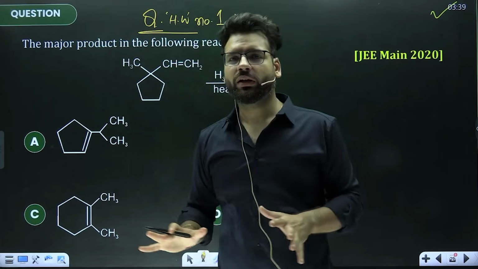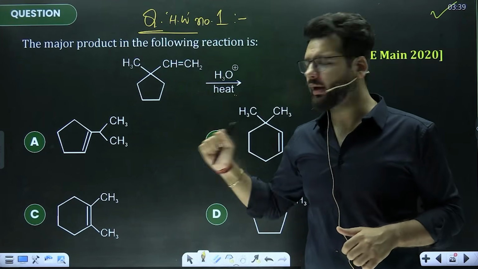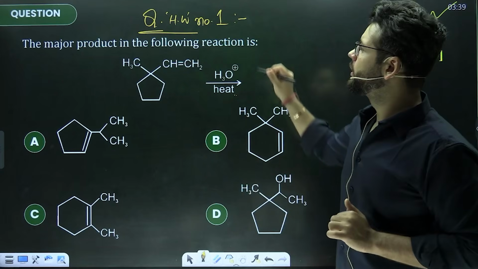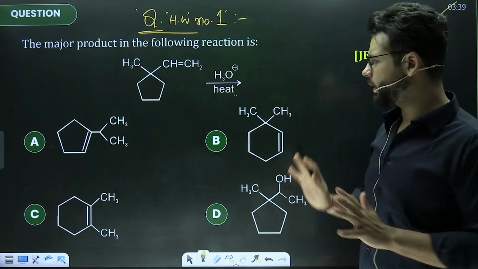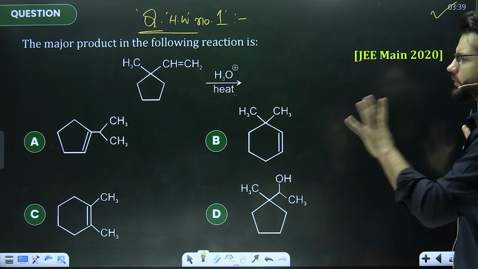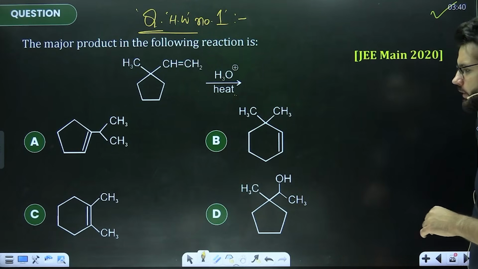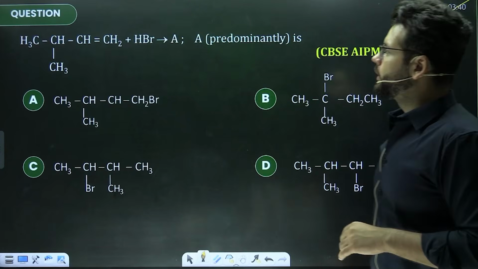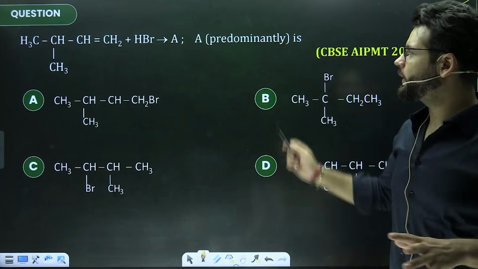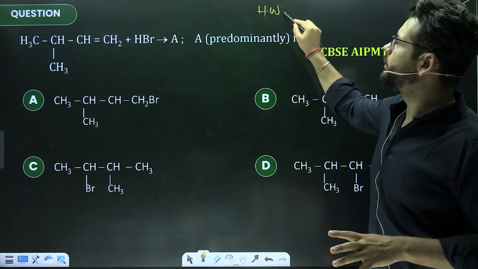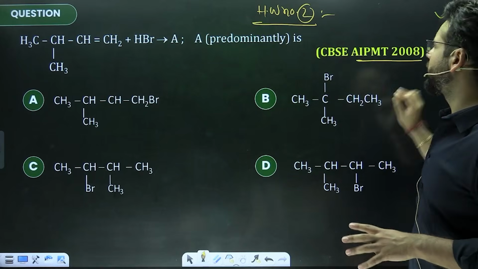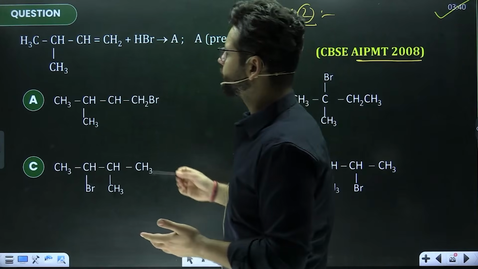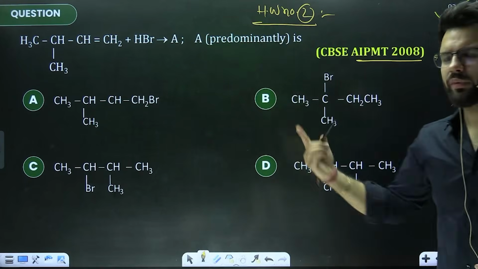Pause the video here. Draw the product and write in the comment box what is the answer for question number 1 of the homework. Pause the video. Do it yourself. A nice question. You need to tell me the answer yourself. Next one. I've just told you this question as well. Again, homework number 2. Tell me the answer in the comment box. It's an AIPMT question, means again a NEET question. Already we have done. I just showed you.